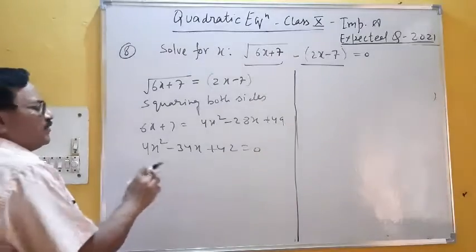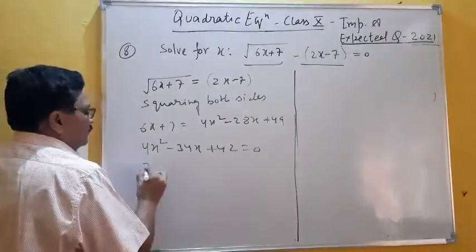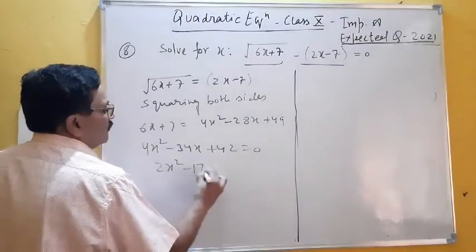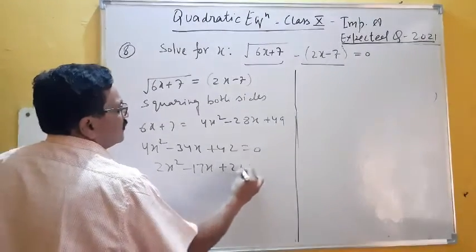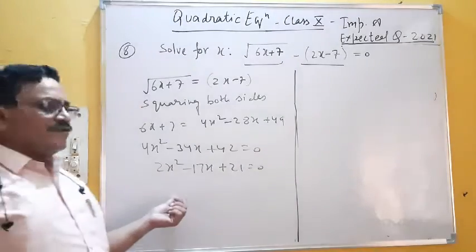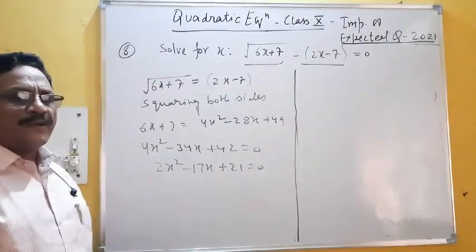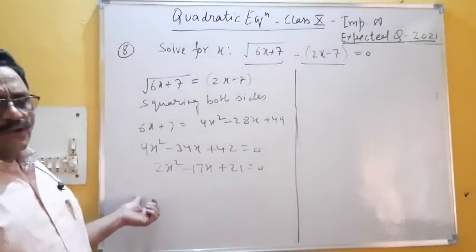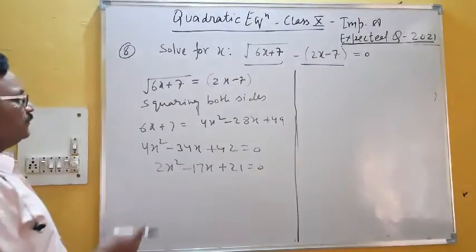You can make it more convenient to solve this. Take 2 common and divide it. So you will get 2x square minus 17x plus 21 is equal to 0. Then again, after that you have a choice how you want to solve it, by splitting the middle term or by the quadratic formula. So here I am solving this question by splitting the middle term.